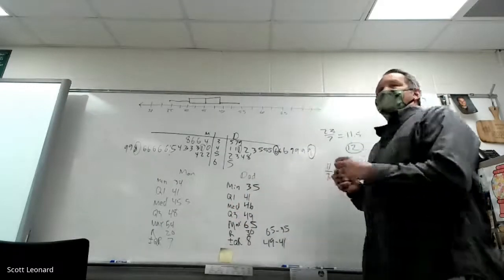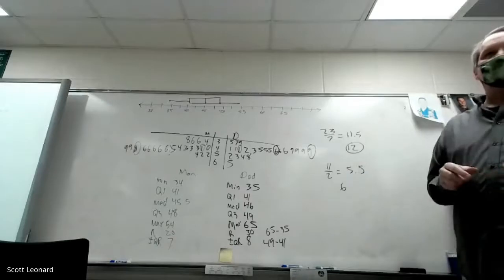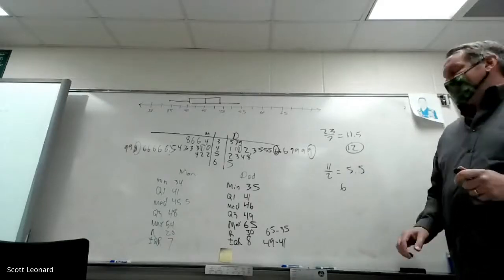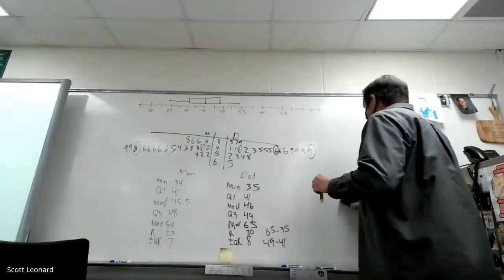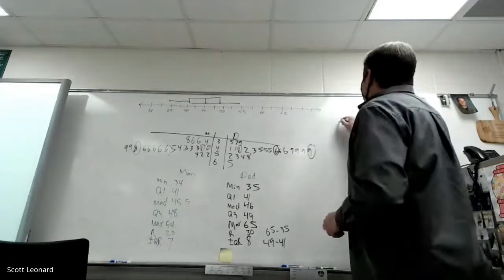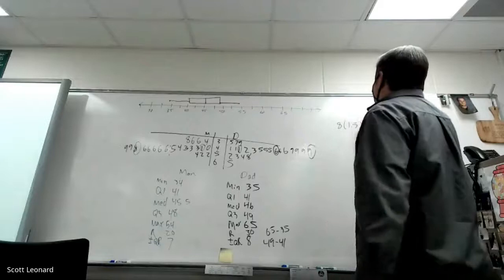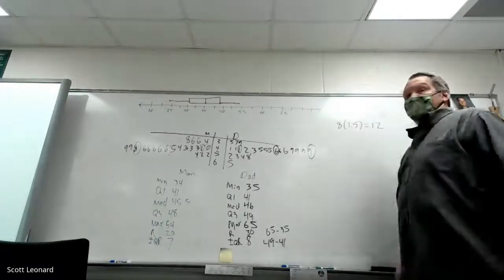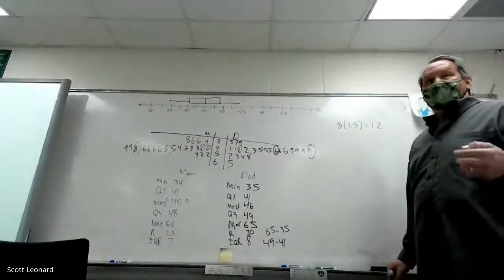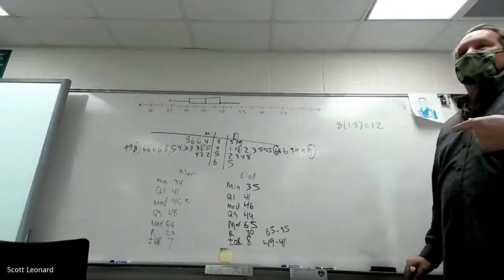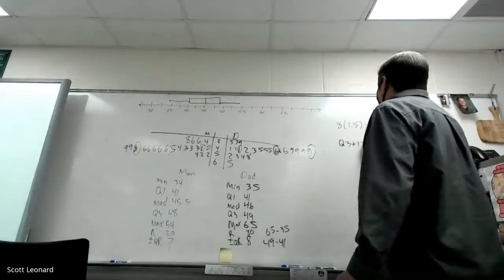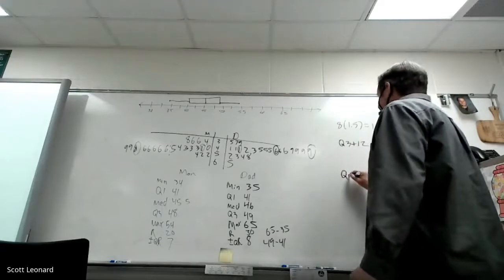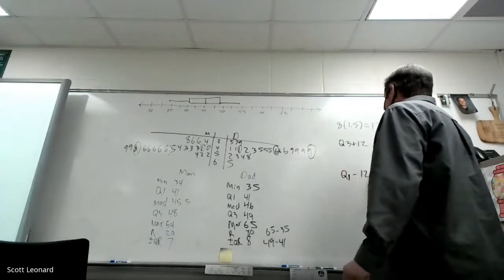All right. We're going to do the outlier. Think we're going to find an outlier? So we're going to take that 8, multiply by 1.5, is 12. So we do what with that number, that 12? Add it on to Q3 and subtract it from Q1. Q3 plus 12, Q1 minus 12.